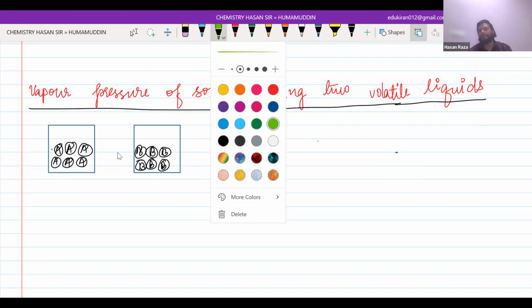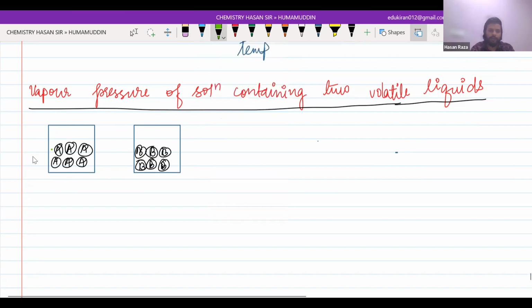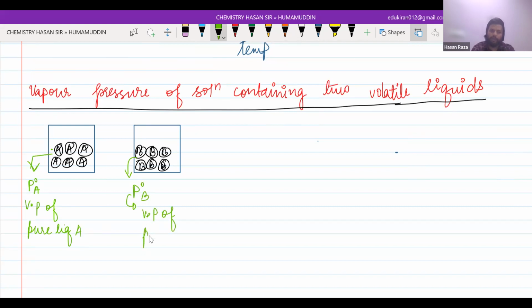Always remember that when in a container only one type of substance is there, it will be represented as P naught A. This naught basically symbolizes that it is pure. That means in the container only this particle is present, and we say vapor pressure of pure liquid A. In the same way, we represent it by P naught B, and it will be called vapor pressure of pure liquid B.